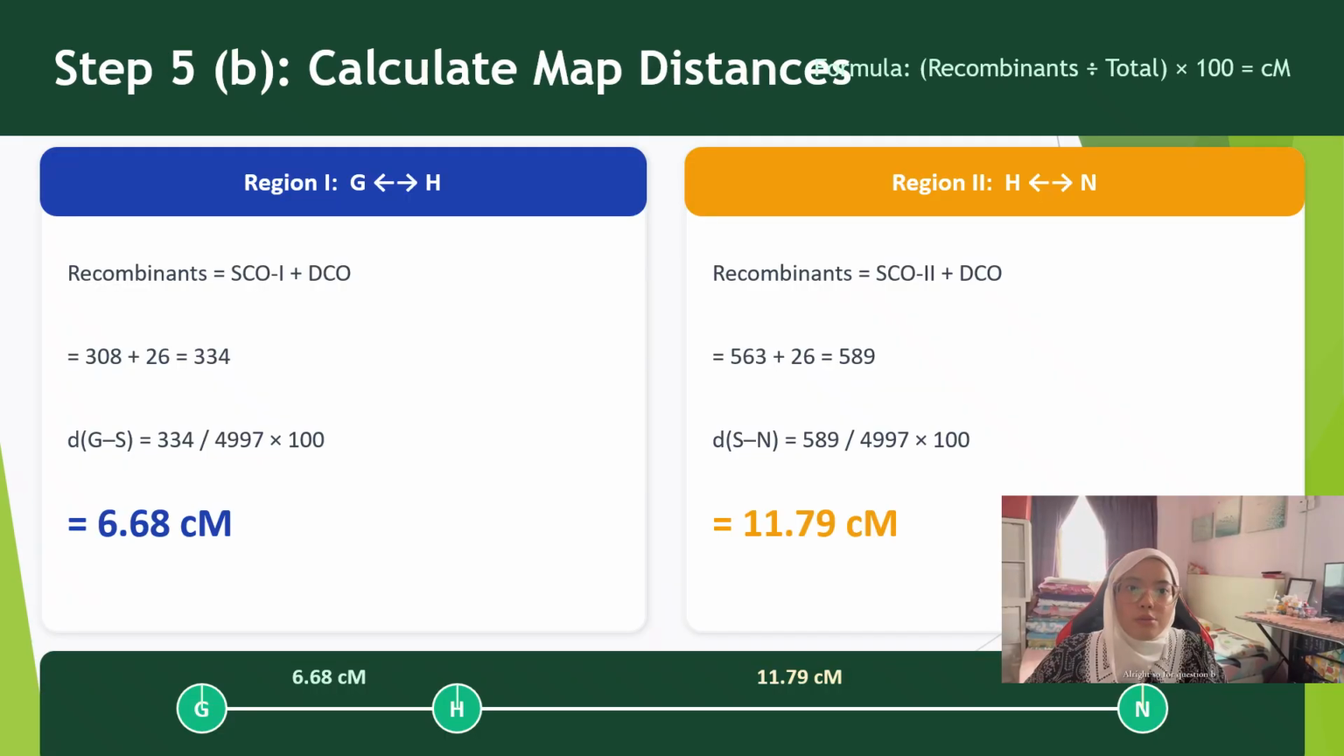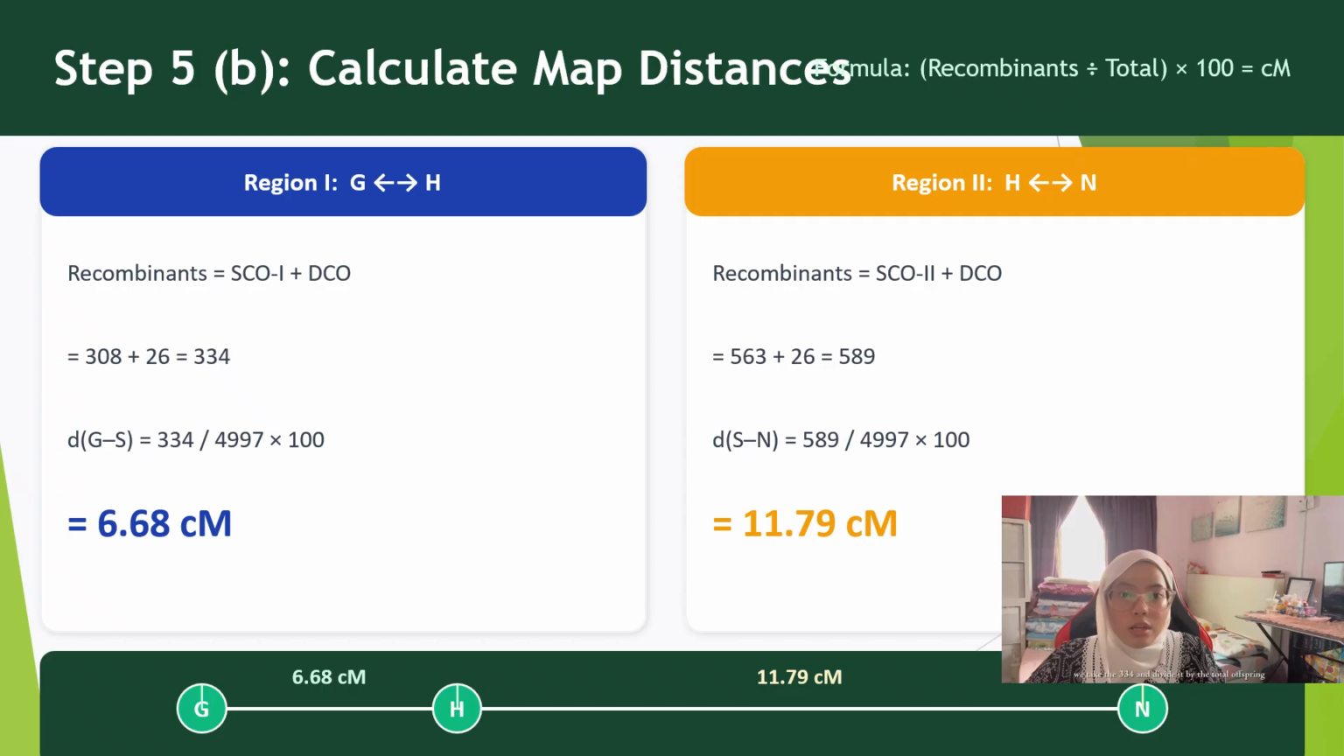Alright, so for question B, we need to calculate the map distance between our genes. The formula we always use is recombinants divided by total offspring times 100, and that gives us the distance in centimorgans. Let's start with region 1 first, which is the distance between gene G and gene H. To get our recombinants here, we have to add two things: the single crossover that happened in region 1, which is 308, and the double crossover, which is 26. We include the double crossover because, remember, a double crossover event also has a crossover between G and H. So 308 plus 26 gives us 334 recombinants.